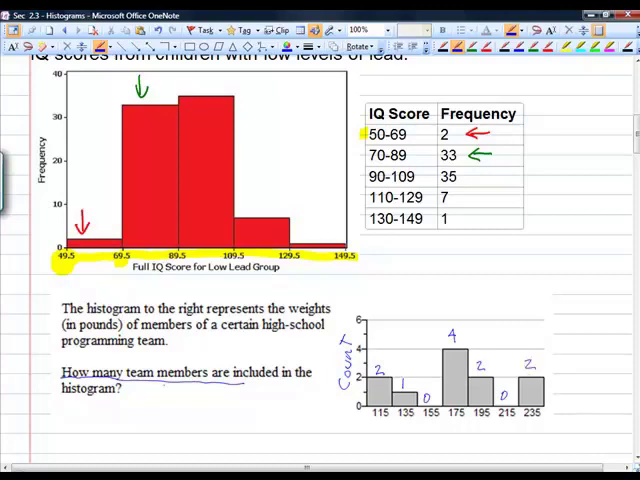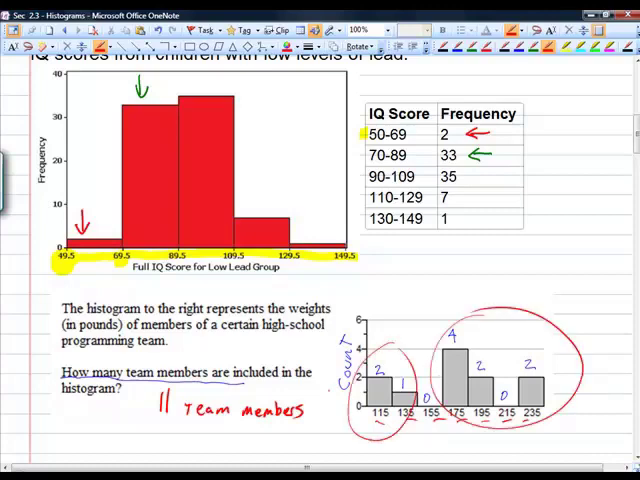So to figure out the total number of team members, we just add these numbers together. 2 and 1 is 3, and 4 is 7, and 2 is 9, and 2 is 11. So it looks like there would be 11 total team members. We see gaps in this distribution. What might account for the gaps in the distribution? What do these numbers here represent? They represent weights in pounds of members of a programming team. Male, female. Typically guys weigh more than girls, right? That might account for it.